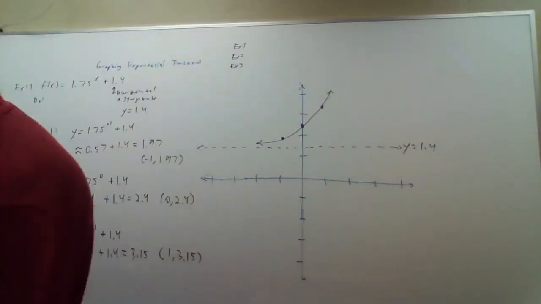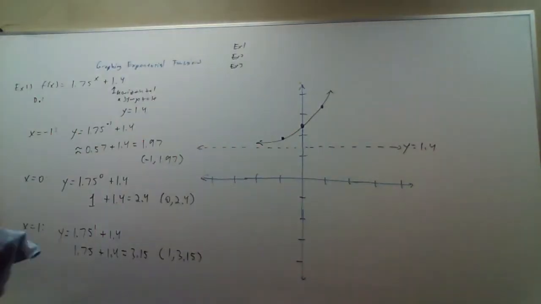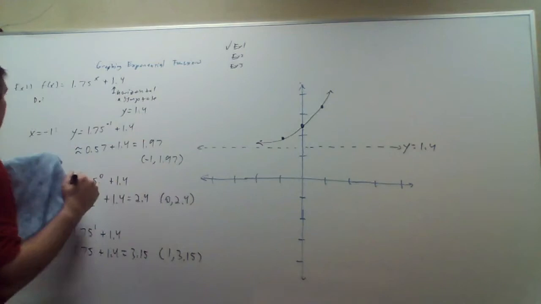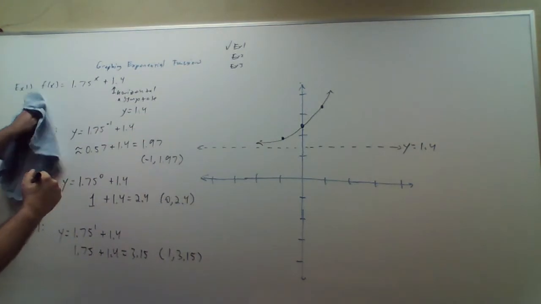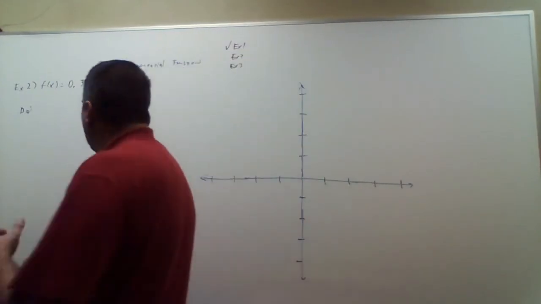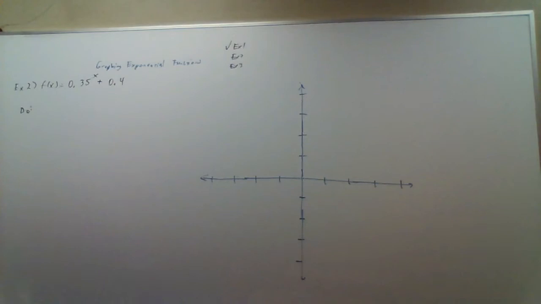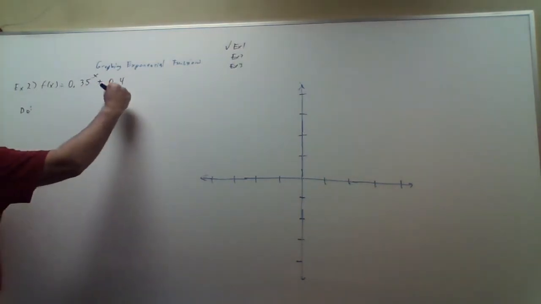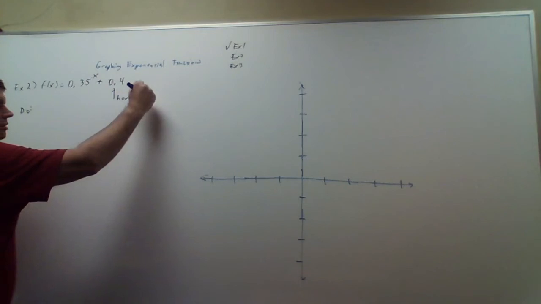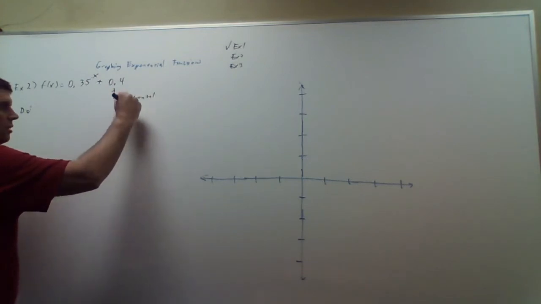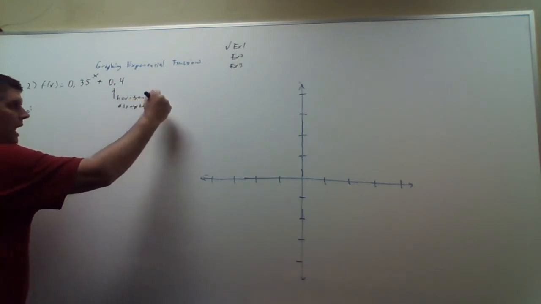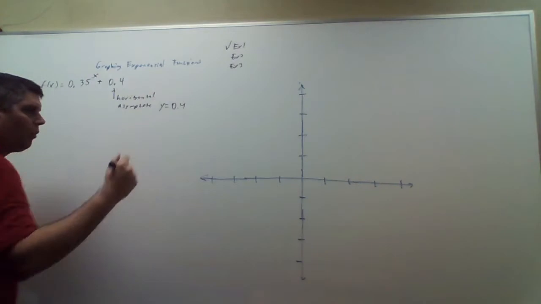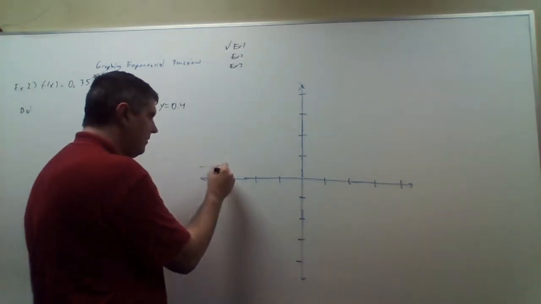Example 2. So we've done example 1, now we'll do example 2. Here's another one. First of all, there will be a horizontal asymptote at y equals 0.4. It's a little bit under a half.